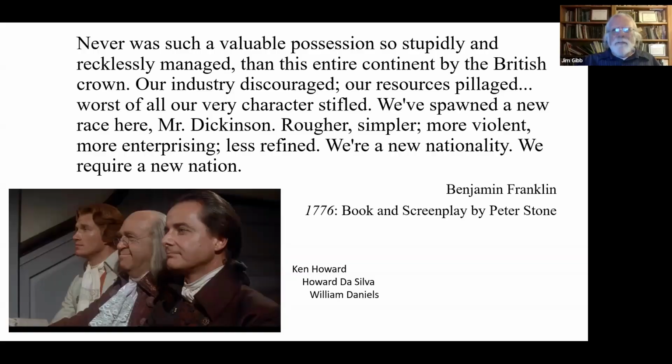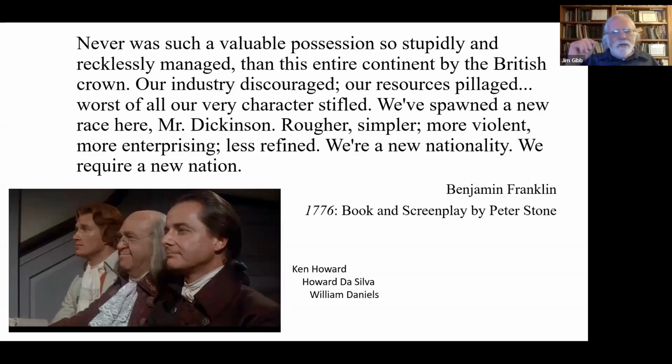Never was such a valuable possession so stupidly and recklessly managed than this entire continent by the British Crown. Our industry discouraged, our resources pillaged, worst of all, our very character stifled. We've spawned a new race here, Mr. Dickinson, rougher, simpler, more violent, more enterprising, less refined. We're a new nationality. We require a new nation.